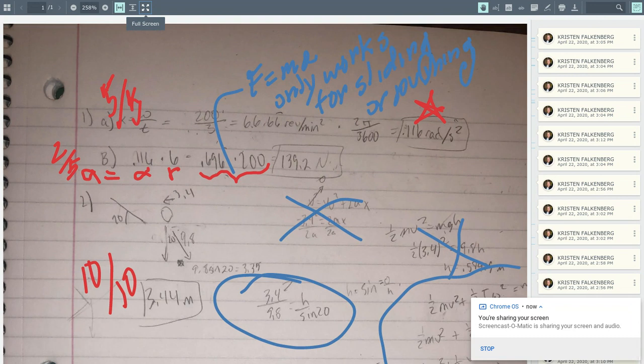On number one, we've got this object rotating, right? It's a solid cylinder. A solid cylinder has a rotational inertia of 1/2 mr squared. On part A, what are we asking? Just the angular acceleration, and you did that great. Angular acceleration is the change in omega over t. So, perfect. You got your 0.116 radians per second squared.